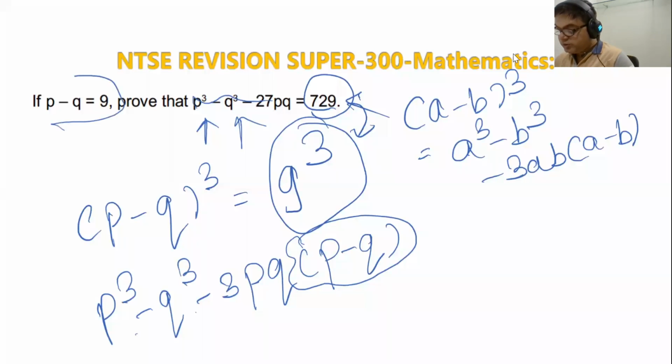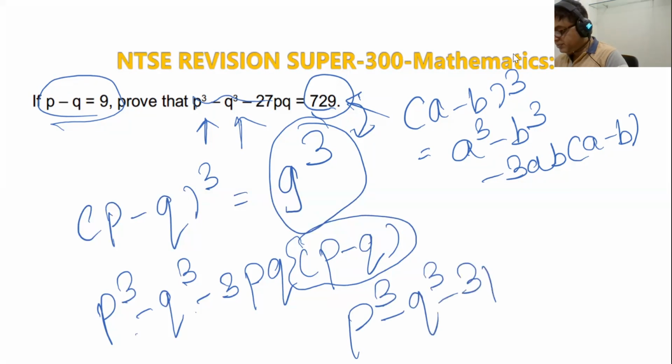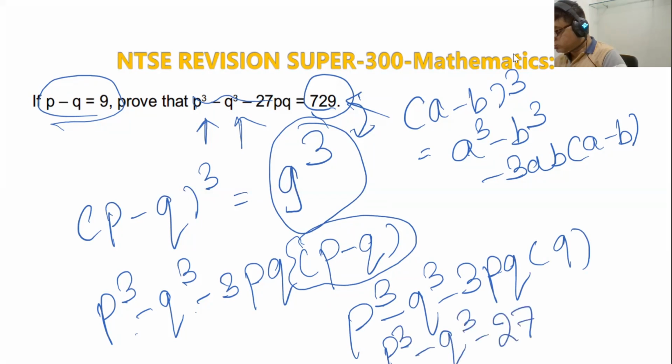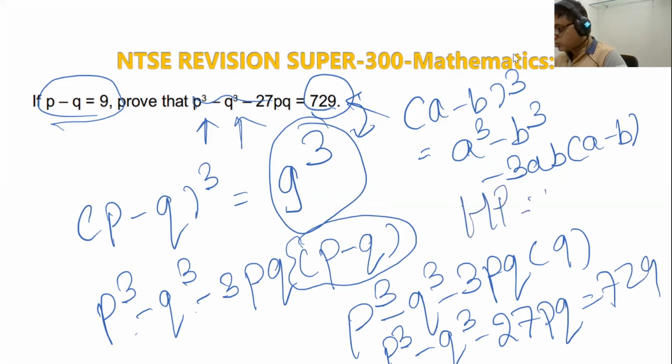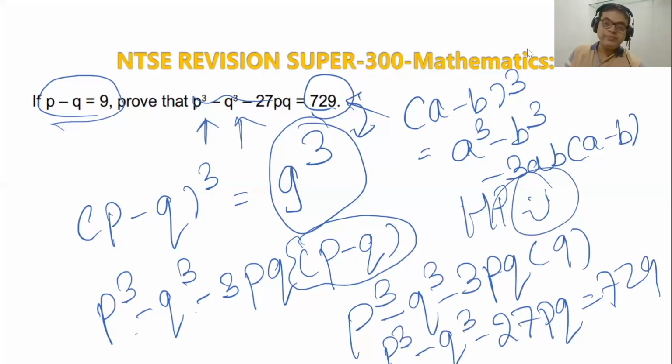p माइनस q की वैल्यू क्या दी हुई है क्वेश्चन में? 9. So what I will do is I will put p minus q is equal to 9. So now my equation will become p cube minus q cube minus 3pq multiplied by 9, which is equal, and that was already equal to 729. So p cube minus q cube minus 27pq is equal to 729. इसके नीचे मतलब यहाँ पे hence proved लिख दो और स्माइली बना दो. खत्म क्वेश्चन. स्माइली जरूर बनाना, नहीं बनाओगे तो मार्क्स लूज करोगे.